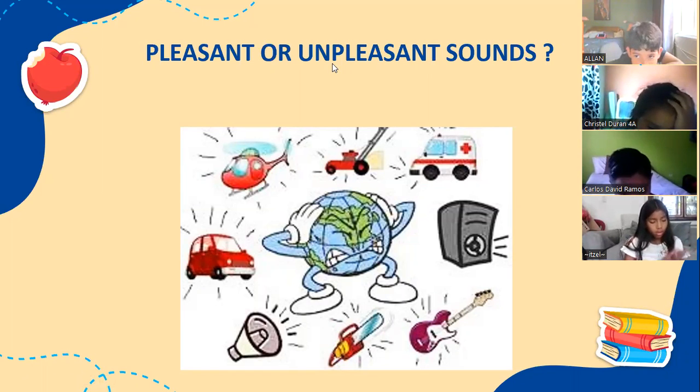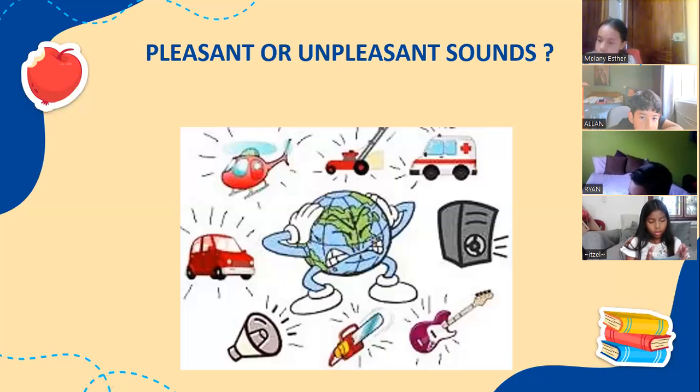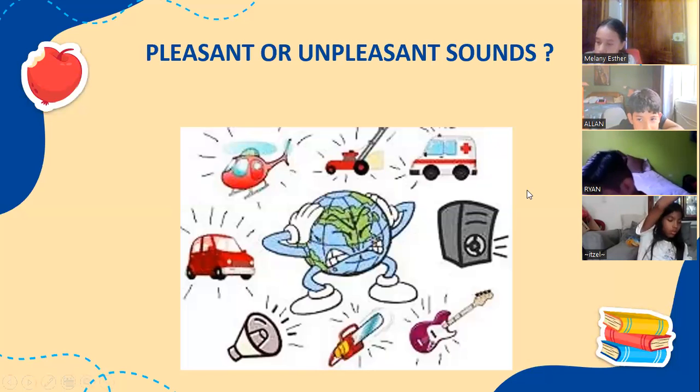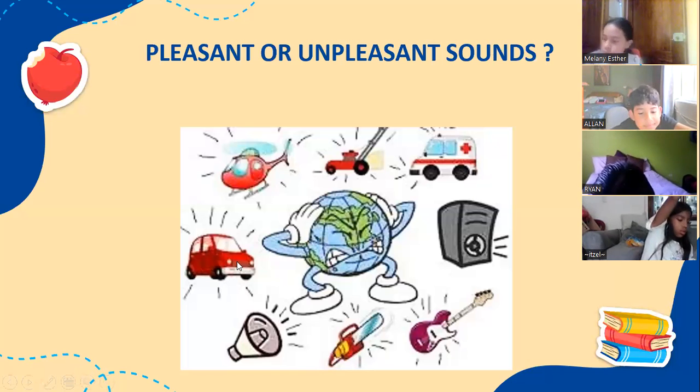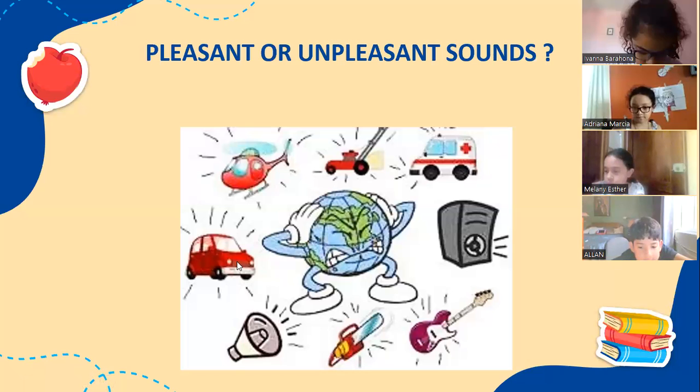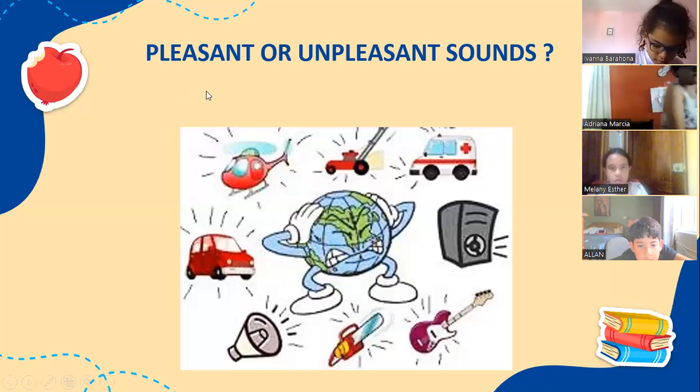The second one. Look at the picture of this Earth, the planet Earth here. It's like disturbing, the sounds are disturbing the Earth. The sounds are noisy, annoying. That's why the Earth is like this. And if the sounds were pleasant, probably they would be like music, like soft sounds.